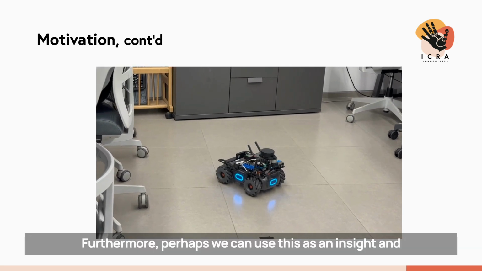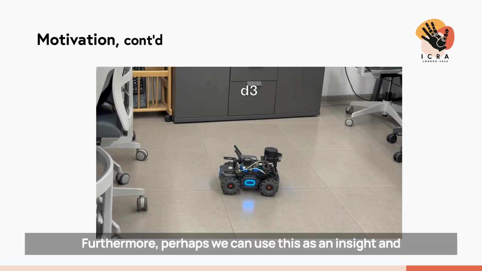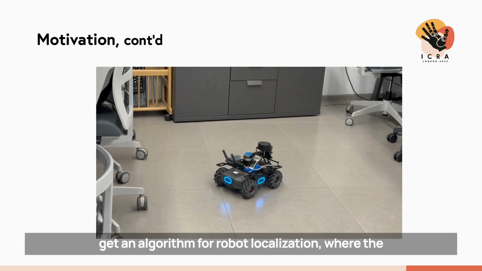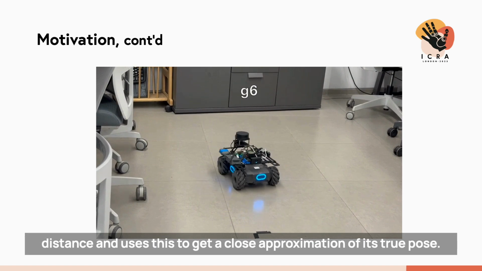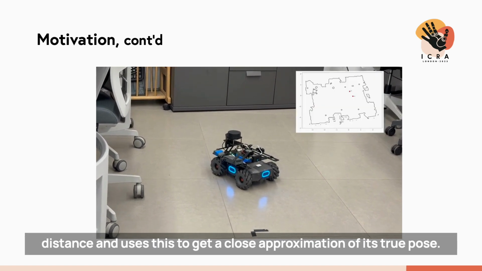Furthermore, perhaps we can use this as an insight and get an algorithm for robot localization where the robot moves and rotates in space, measures the distance, and uses this to get a close approximation of its true pose.